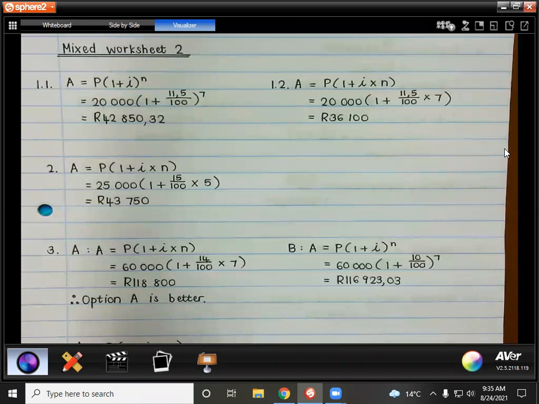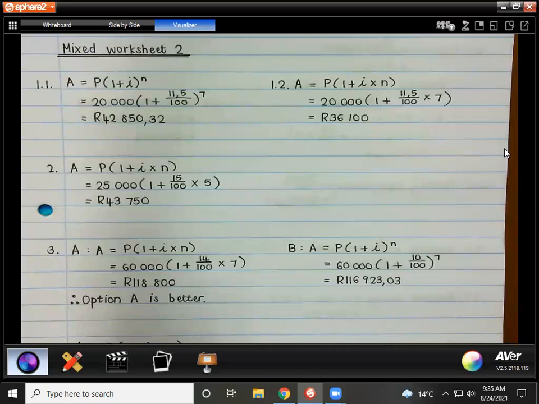But for question one, they gave you an interest rate and it was for 7 years and it was 20,000 Rand, and they asked you how much money is in that account. In the first question, if it was compound interest, and in the second part, if it was simple interest.